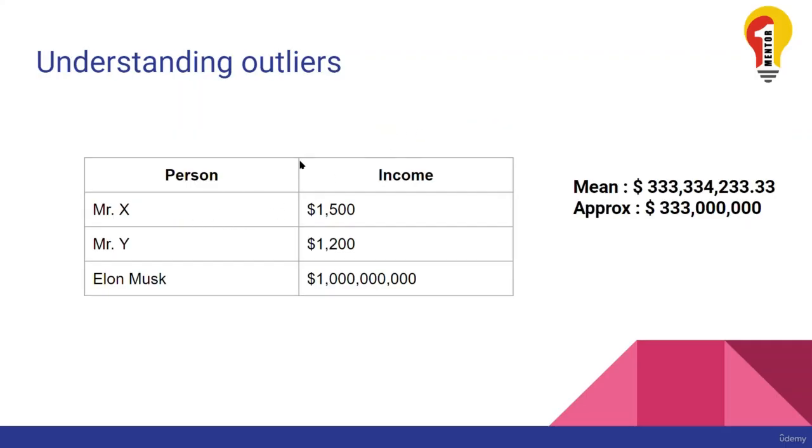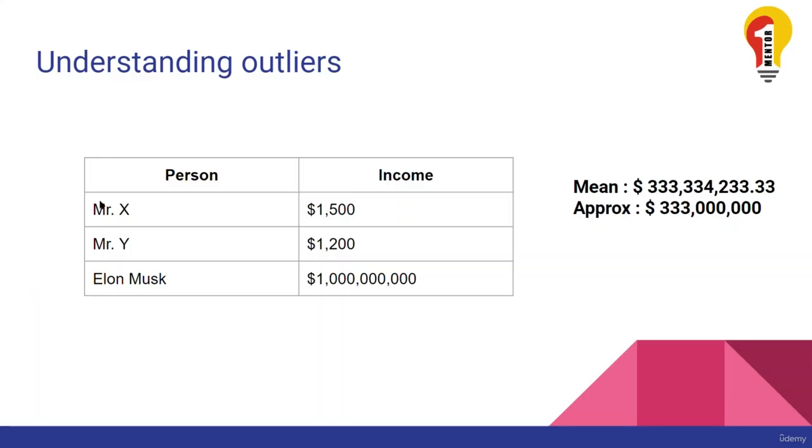So basically, this is a small dummy data set of a small party or a gathering of a few employees or people. There's Mr. X who has an income of say $1,500. There's a Mr. Y who has an income of $1,200. Now there's this giant who comes in, Elon Musk, and has an income of $1 billion. Just because Elon Musk is a part of this particular data set, the mean approximately jumps to $333 million.